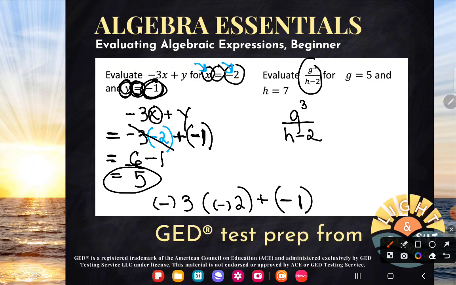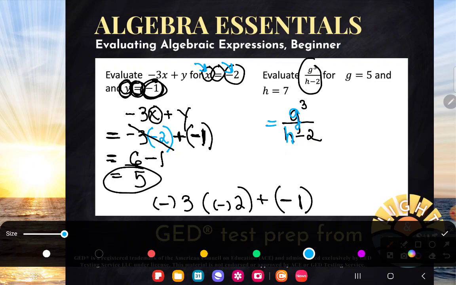So, mystery solved. I know what g is, and I know what h is. So I can rewrite this expression now, substituting out those letters for the known values. We know that g is 5. Now, careful. We said don't lose any operations. So there's a divide bar underneath g. There's a cube floating on g. I should still see those. But what I'm not going to see anymore is the letters.